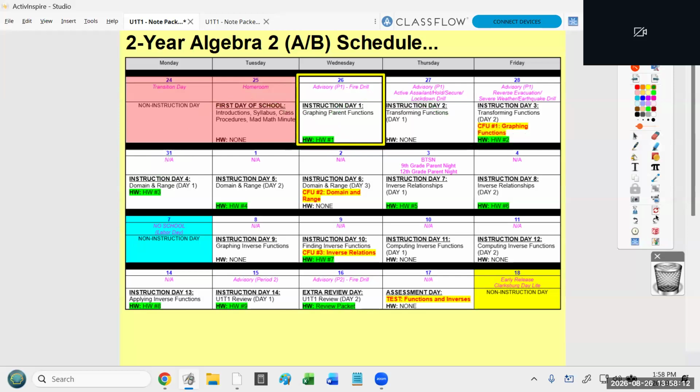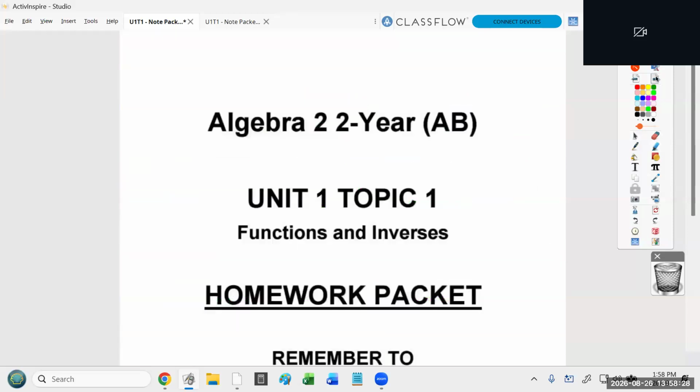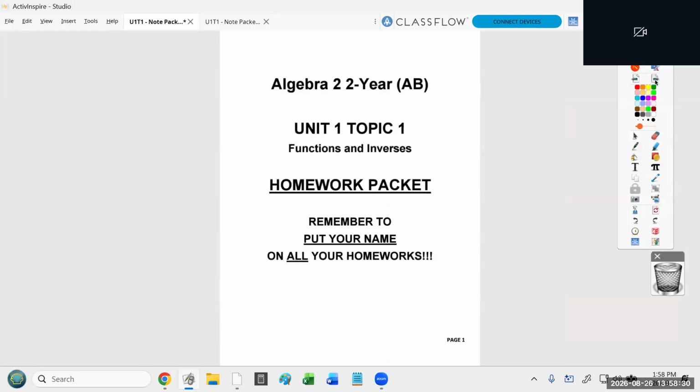Okay. Next week, I'll be assigning homeworks 3, 4, 5, and 6. All of those will be due on Tuesday the following week. Okay. Homework is only collected the first day of the week, and that's just the pattern I'm going to follow all year. Okay. Now, again, we got a new homework packet, new note packet.